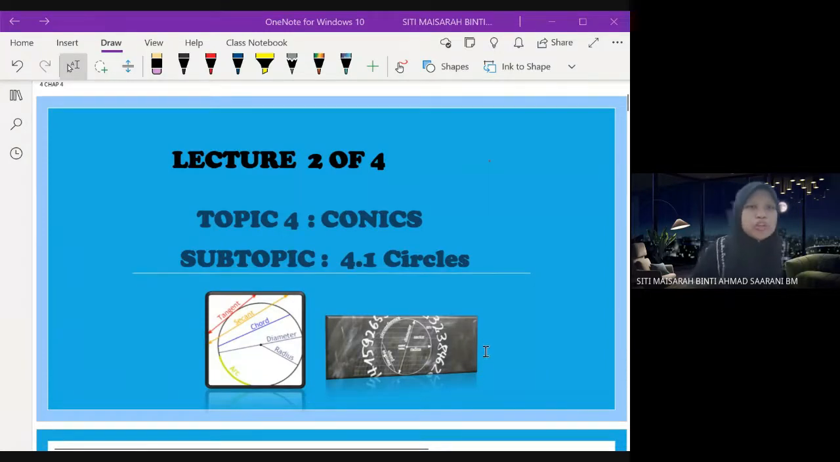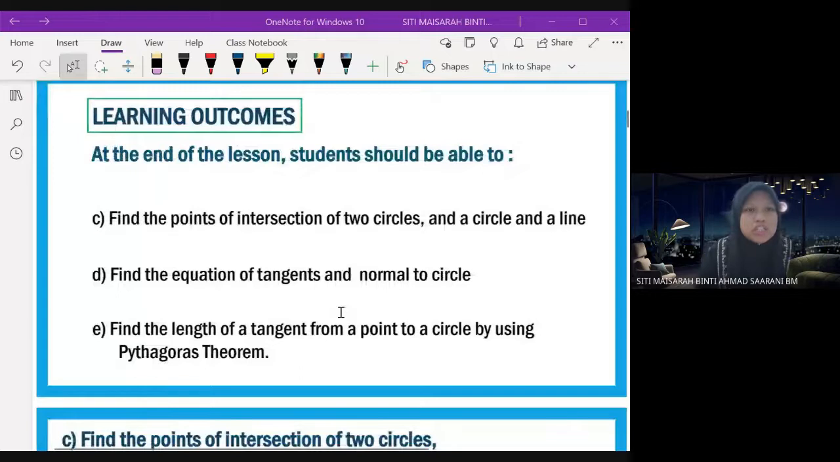Now we continue with lecture 2 of 4 for topic 4 Conics. Still subtopic 4.1 Circle. So kita masih berada dalam circle lah. For this lecture, we are going to learn to find the point of intersection of two circles and a circle and a line, find the equation of tangent and normal to a circle, and find the length of tangent from a point to a circle by using Pythagoras theorem. So kita ada 3 benda lah. Untuk malam ni kita akan belajar point of intersection, equation tangent normal and length of tangent.